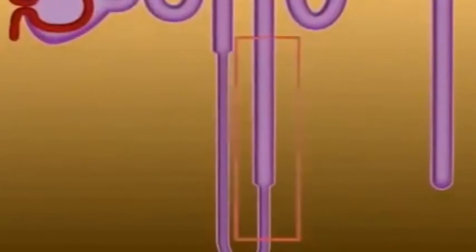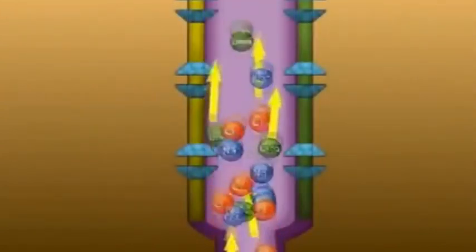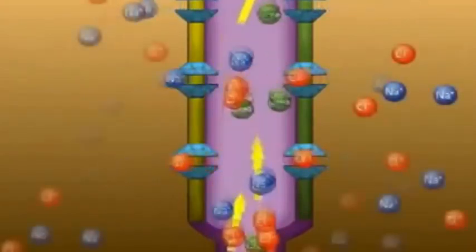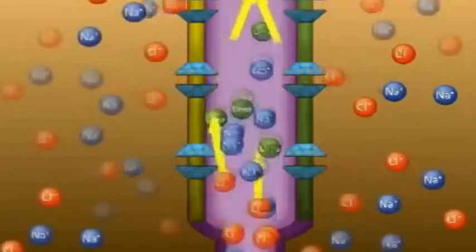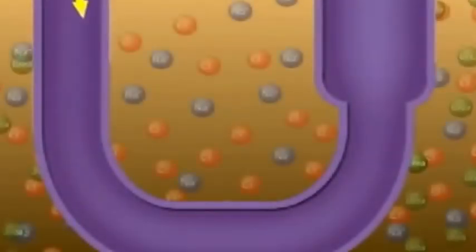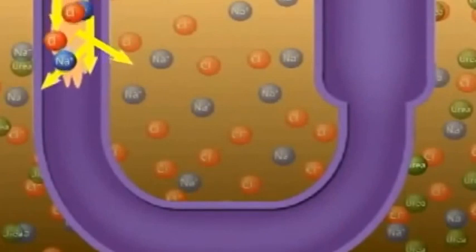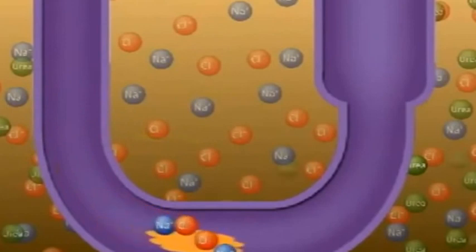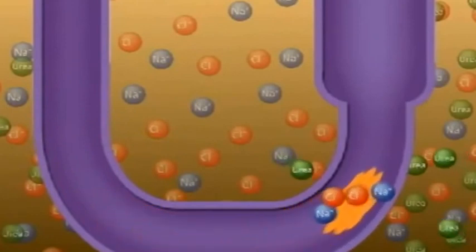Next is the thick ascending limb. The thick ascending limb, on the other hand, is permeable only to ions such as sodium, potassium, chloride, and not water. Due to the different permeabilities of the descending and ascending parts, tubular osmolarity would increase as it passes the descending limb, while it would decrease as it passes the ascending limb.